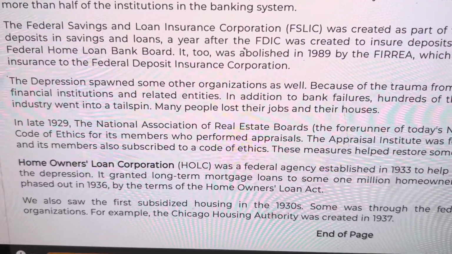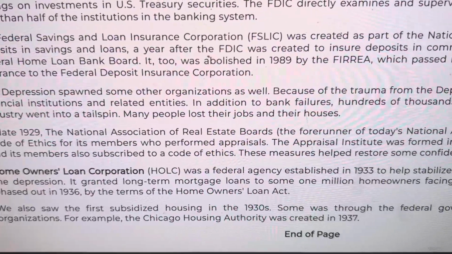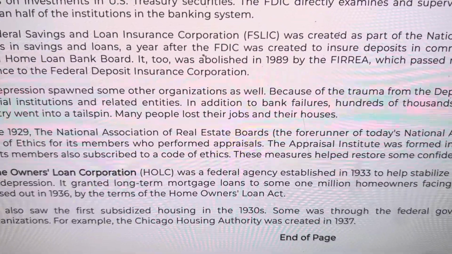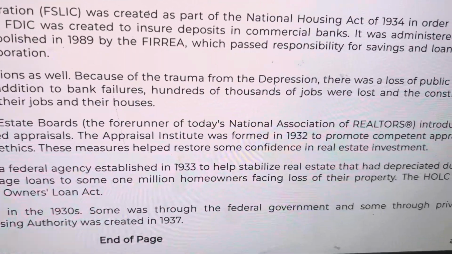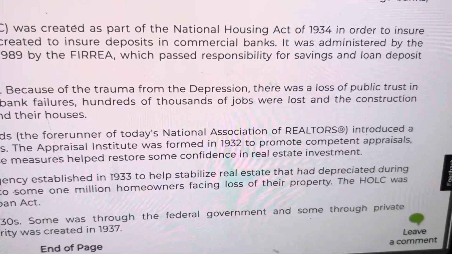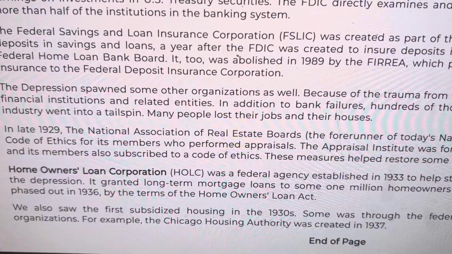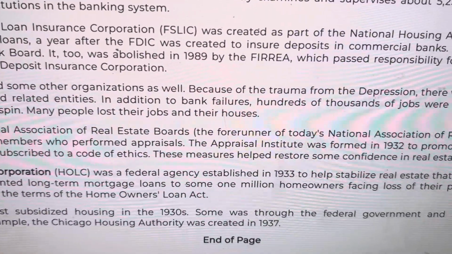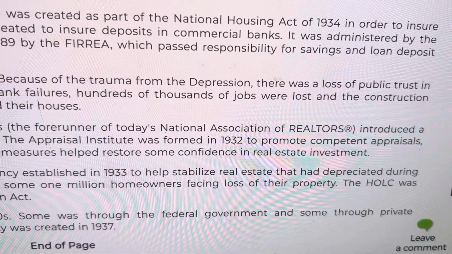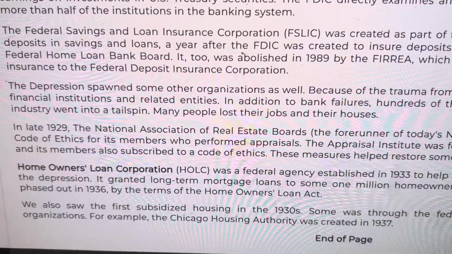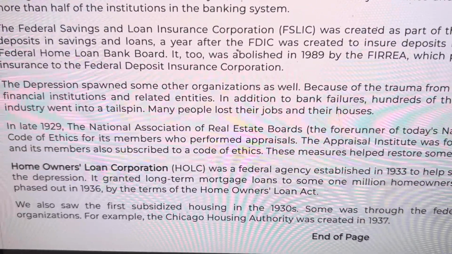Home Owners Loan Corporation, HOLC, was a federal agency established in 1933 to help stabilize real estate that had depreciated during the Depression. It granted long-term mortgage loans to some 1 million homeowners facing loss of their property. The HOLC was phased out in 1936 by the terms of the Homeowners Loan Act.